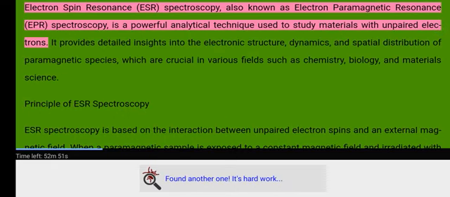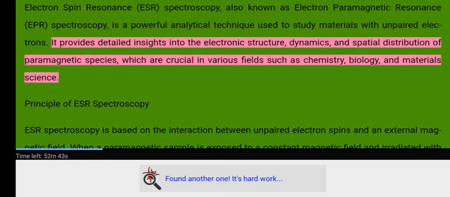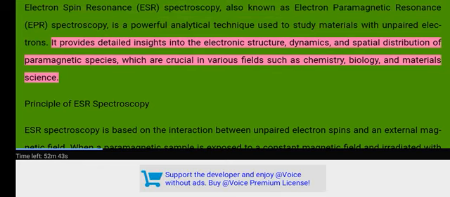Electron spin resonance (ESR) spectroscopy, also known as electron paramagnetic resonance (EPR) spectroscopy, is a powerful analytical technique used to study materials with unpaired electrons. It provides detailed insights into the electronic structure, dynamics, and spatial distribution of paramagnetic species, which are crucial in various fields such as chemistry, biology, and material science.